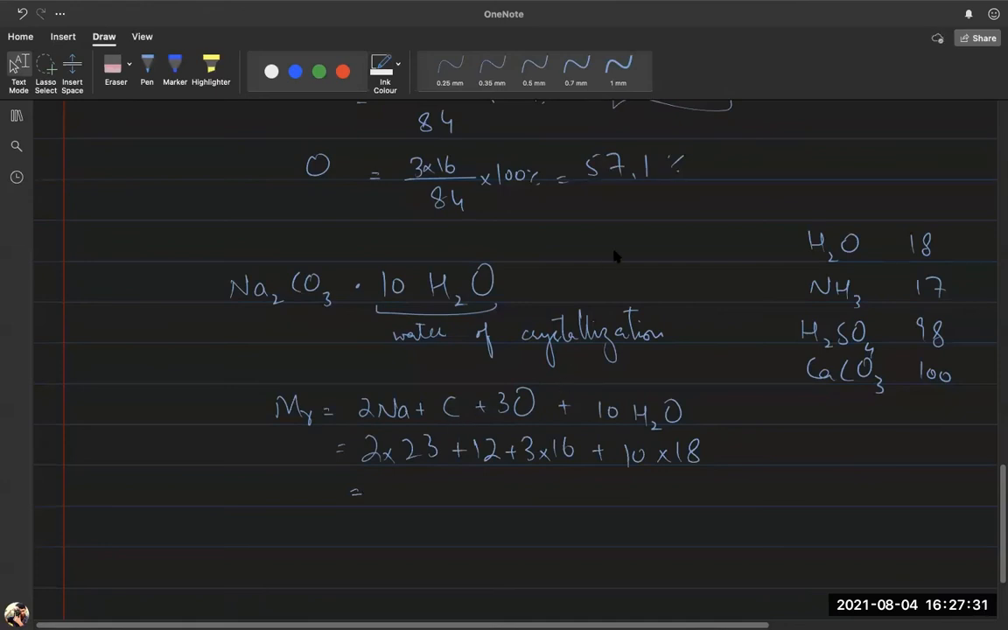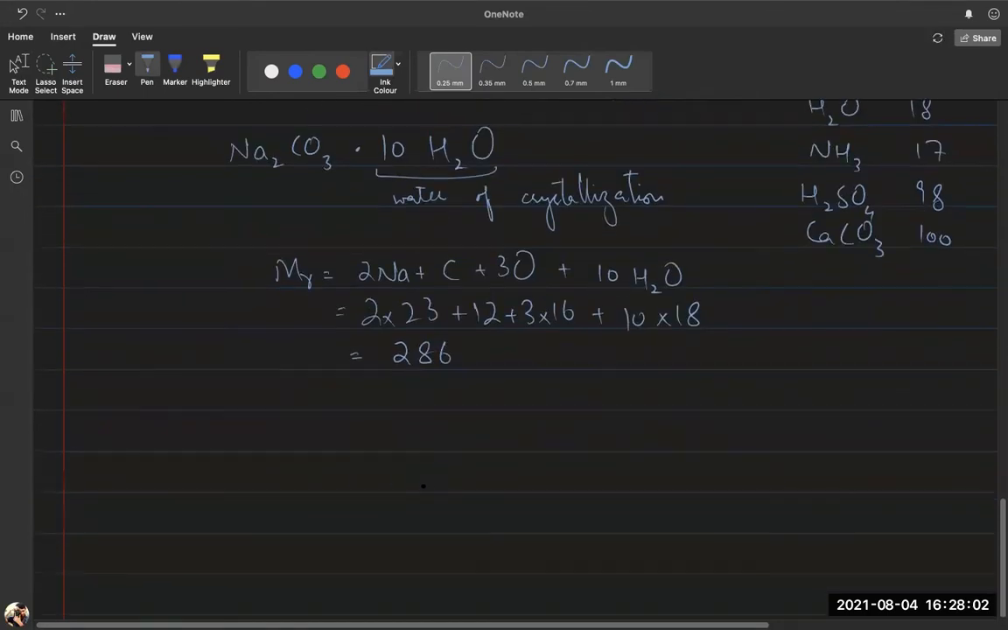So this is 46 plus 48 plus 180 for water, and then you have 12 for carbon. So 286, and that's my answer. So this is 286. Now, if I want to find out the amount of every substance, I'll do it for sodium, I'll do it for carbon, I'll do it for oxygen, but I'll also do it for water because water is not part of the compound. It's actually part of the whole crystal.